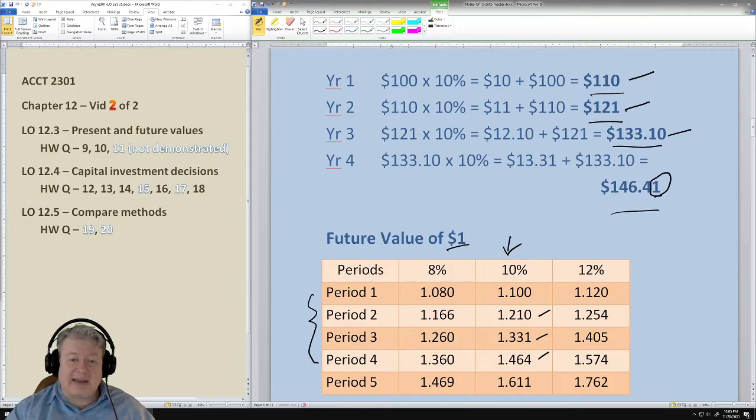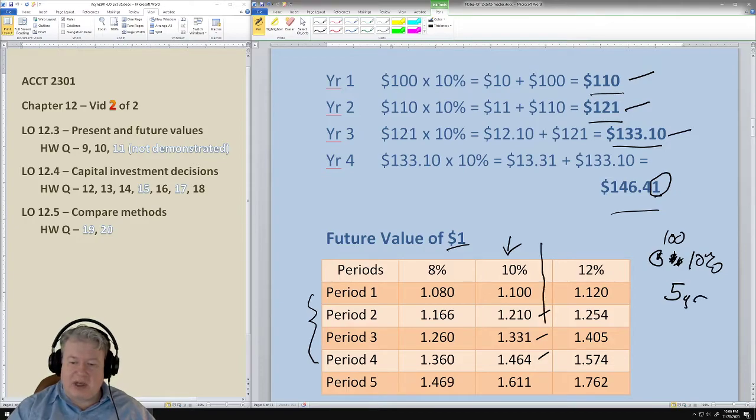So if I was to ask you, without hand calculating, without having to do the plus times 10% plus the original amount, what was the amount if I invested $100 at 10% for 5 years? Well, you would go down the chart, 10% down to year 5, multiply that by 100. It'd be $161.10. And we could hand calculate it too.